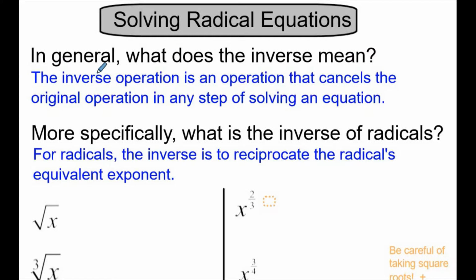So in general, what does an inverse mean? So the inverse operation is an operation that will cancel the original operation in any step of solving an equation. So for instance, the way you undo multiplication is to divide. The way you undo addition is to subtract. The way you undo the square root is to square, and the question is why? So more specifically, what is the inverse of a radical? For radicals, the inverse is to reciprocate the radical's equivalent exponent.